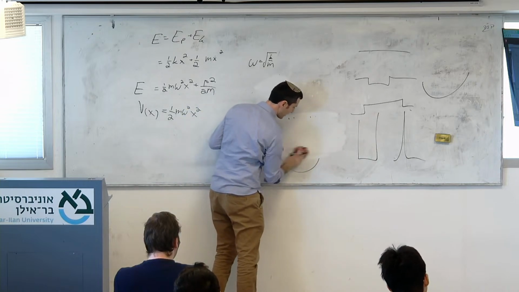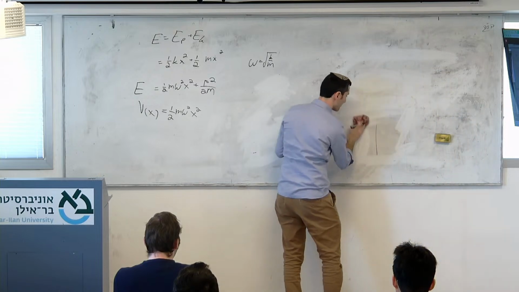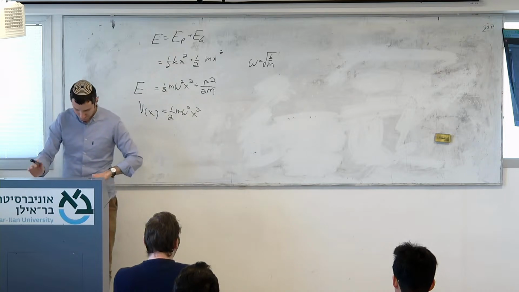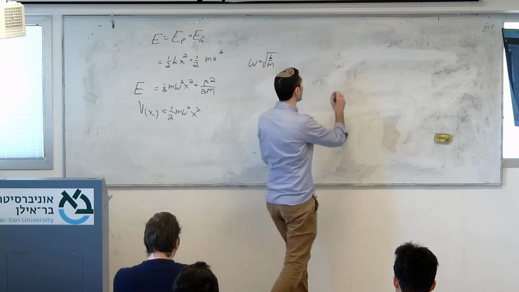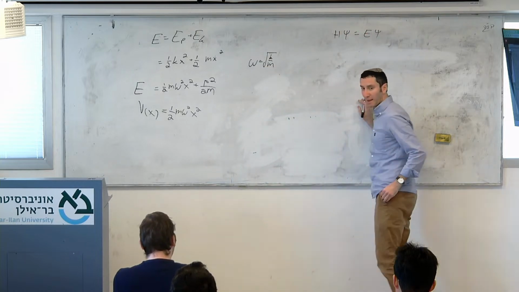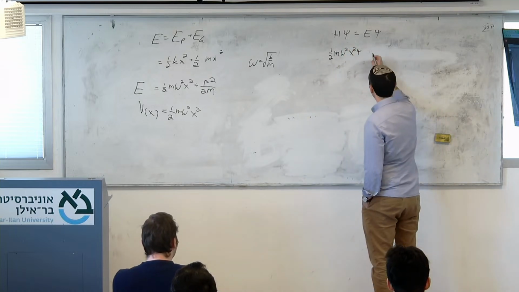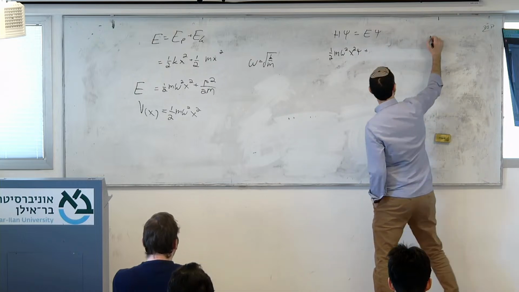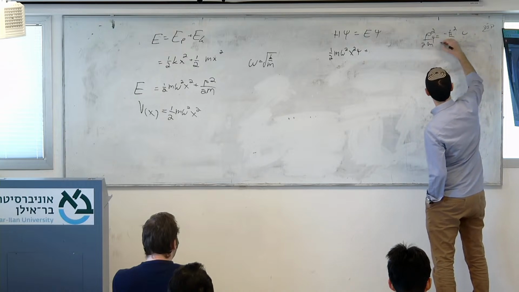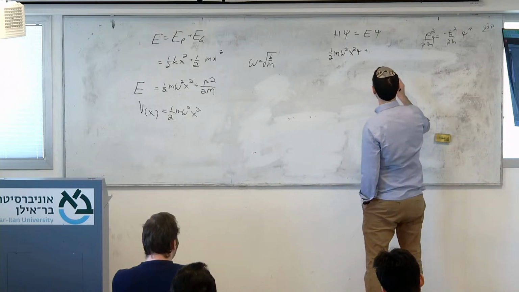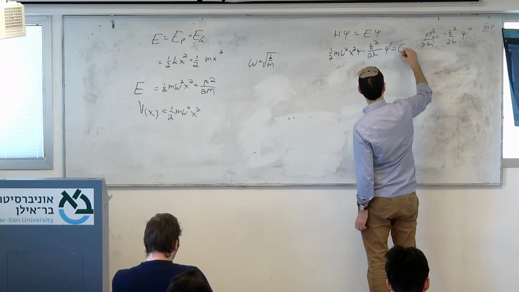So what is the solution of that thing? As we saw in the lecture, it is the Hermite polynomials. But before we do this, let us do a few mathematical steps to make it a little nicer. Well, what I'm going to do, let's write H psi is equal to E psi. This is a time-independent Schrödinger equation. Therefore, half m omega squared x squared psi plus, what is p squared? P squared is minus h bar squared over 2m, the derivative. Therefore, I can write here minus h bar squared over 2m psi double prime is equal to E psi.